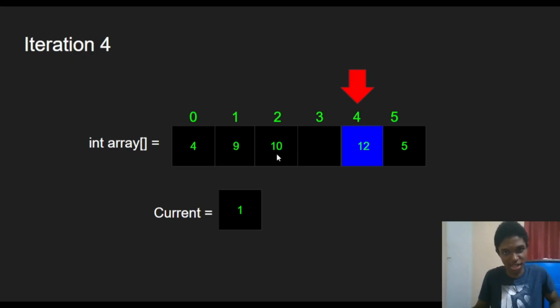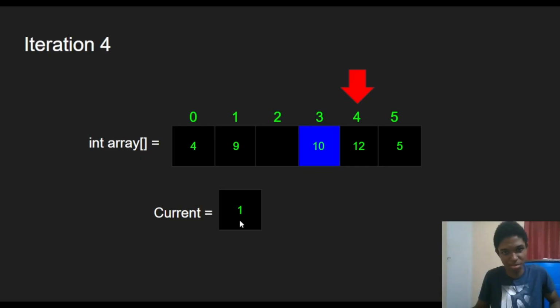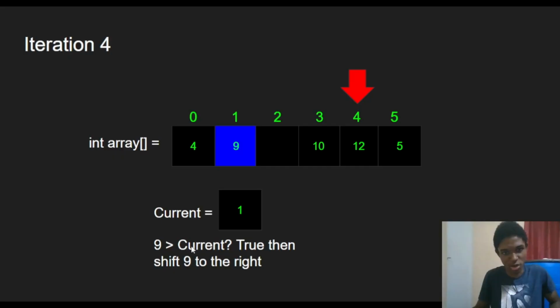Now guys, we still have values remaining on the left-hand side. So we'll compare the remaining values. Is 10 greater than our current? True. Then shift 10 to the right. So now guys, we still have remaining values. We'll continue doing this. Is 9 greater than our current? True. Shift 9 to the right.